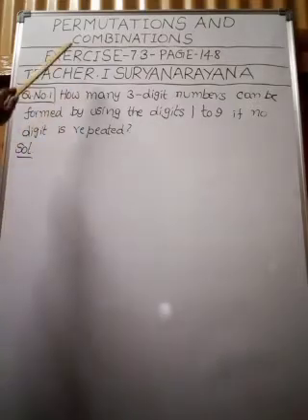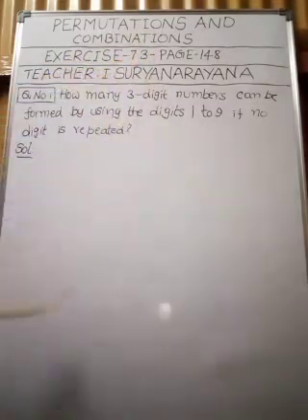Concepts of exercise 7.3 were completed. In this exercise, we have derived nPr in terms of factorial. nPr is equal to n factorial by n minus r factorial. And second point, the number of permutations of n objects, taking r objects at a time when repetition is allowed, is n to the power of r.